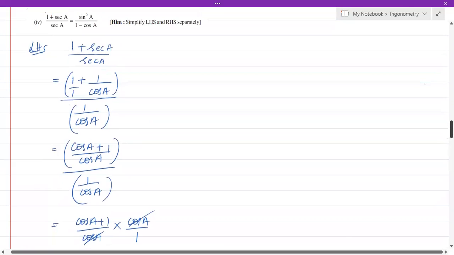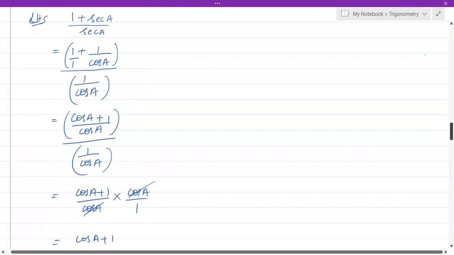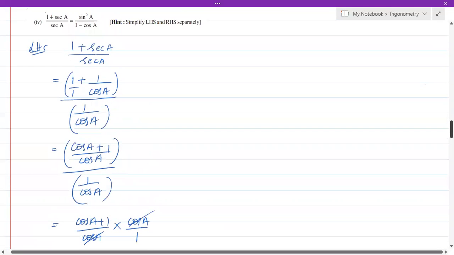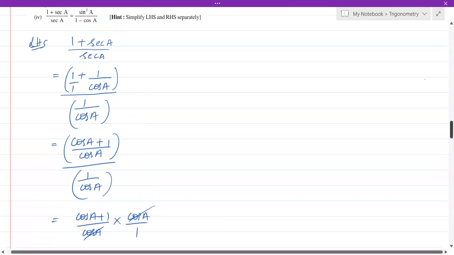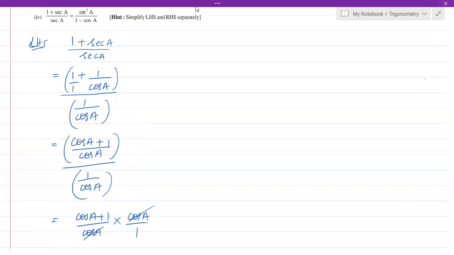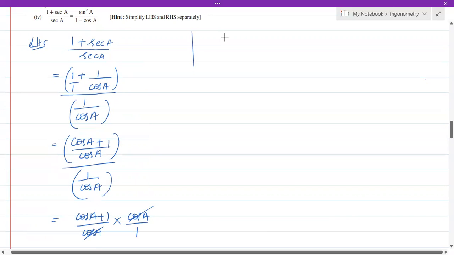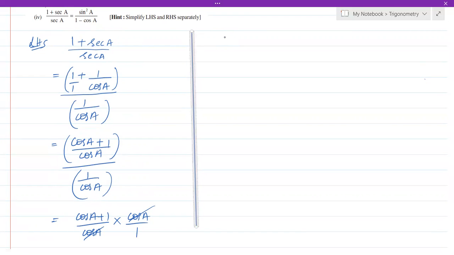What was the RHS that we have to get? Sine square A by (1 minus cos A). But we have not got it. So in such cases where you are not able to proceed further, we have to solve the LHS and RHS both. Now let's take our RHS and solve it. So what is our RHS? Our RHS is sine square A by (1 minus cos A).